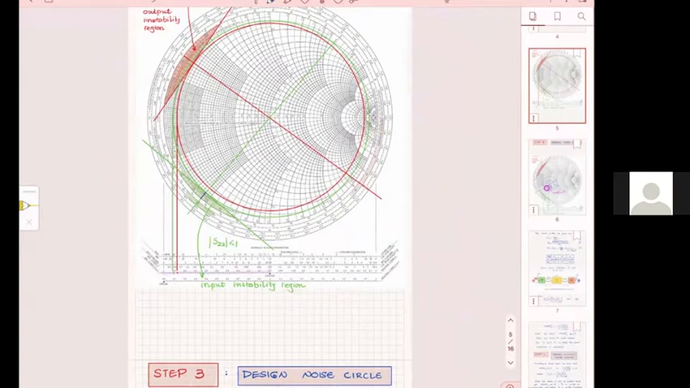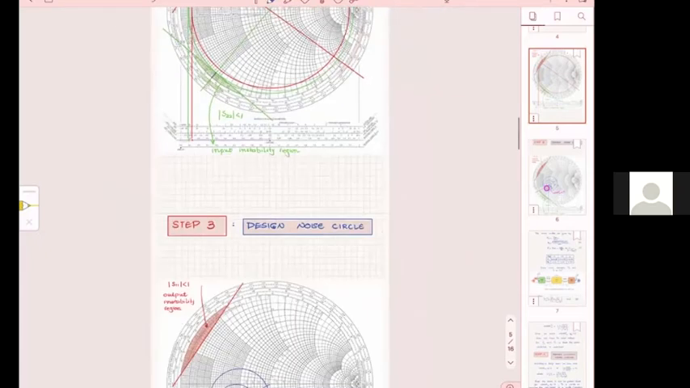I know that in the red area here and in the green area here, I cannot select a value, because if I select a value of my gamma S or gamma L in any of these areas, the gamma L in the pink, the gamma S in the green, then I know that I'm going to have a problem.